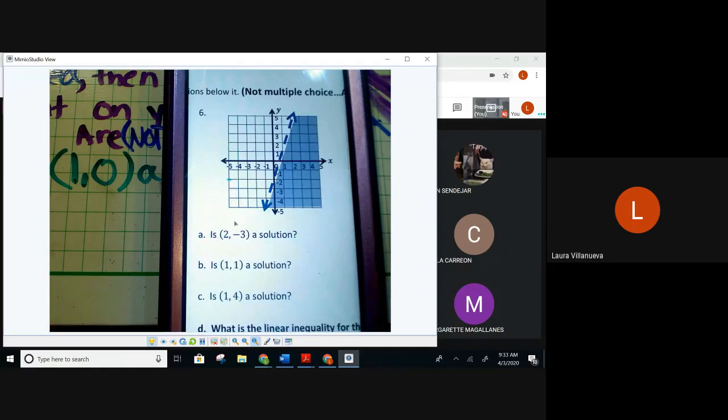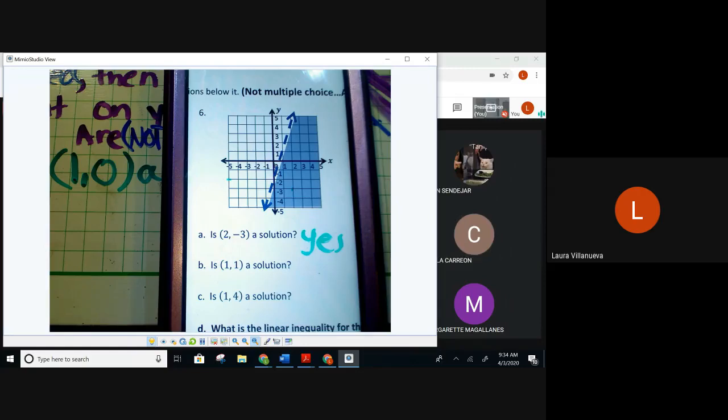This one says, is 2, -3 a solution? So you go to 2, you go to -3, and it's right there. Is it part of your shaded area here? Yes, it's shaded, so it's a yes, because the point is right here. Oh, okay. So it's not. Okay, I get it.